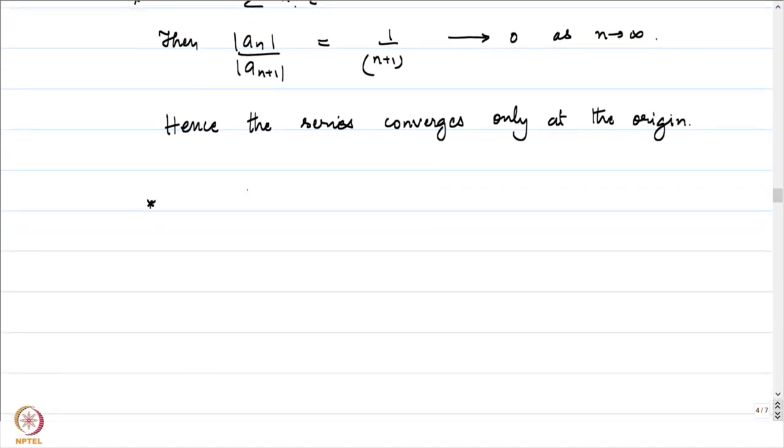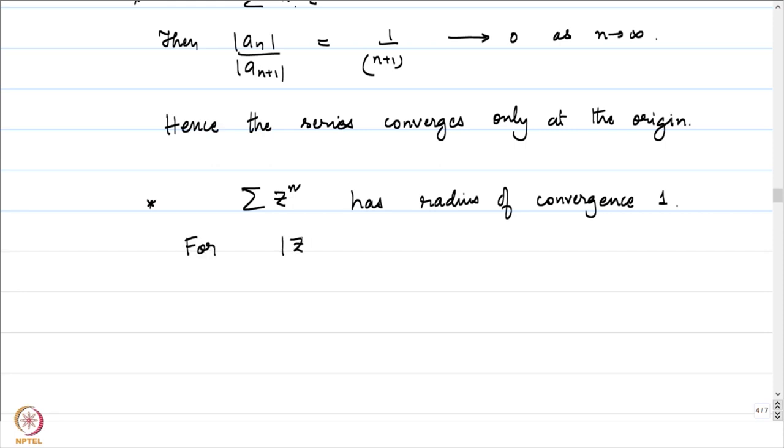Let's now look at the familiar example of the geometric series. The geometric series is a power series around 0, and it has radius of convergence 1. So notice that at the points with mod z equal to 1, the series diverges. So you take any point on the boundary of the disk of convergence, and the power series here diverges.